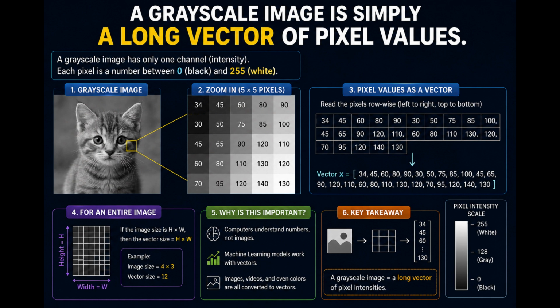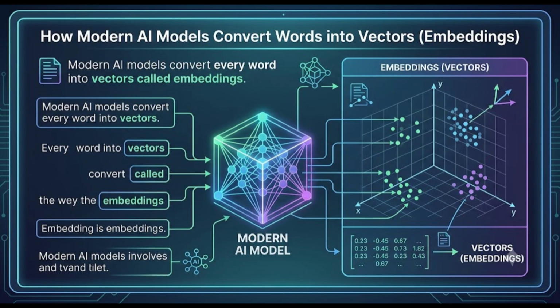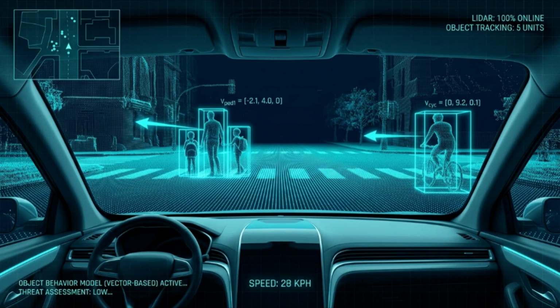Real-world examples: vectors are everywhere in AI. For example, images. A grayscale image is simply a long vector of pixel values. Music: audio files are stored as vectors of sound amplitudes. Text: modern AI models convert every word into vectors called embeddings. Face recognition: your face is transformed into a mathematical vector before comparison. Self-driving cars: sensors generate vectors representing the positions and movements of nearby objects. Without vectors, AI simply wouldn't work.